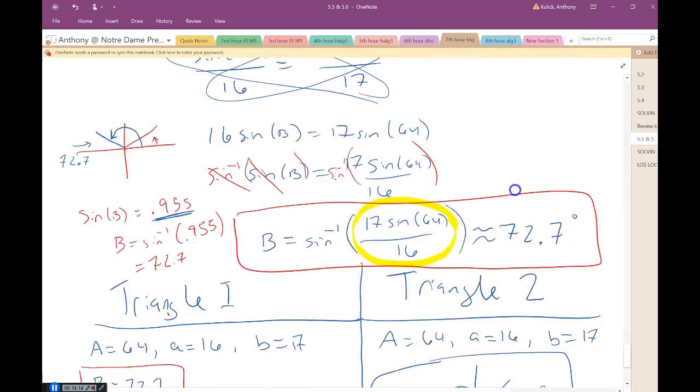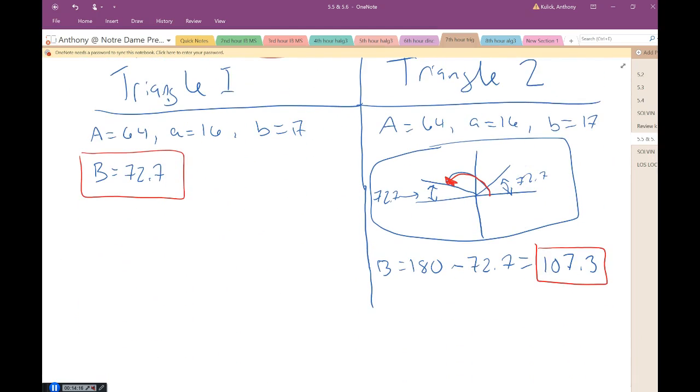Okay, so Julia, you were going to ask something here? So I haven't drawn a picture of the second triangle yet.